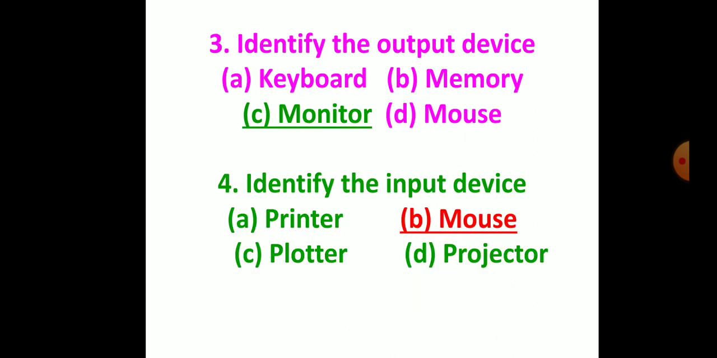Identify the output device. The options are keyboard, memory, monitor, mouse. The correct answer is monitor. Identify the input device. The options are printer, mouse, plotter, projector. The answer is mouse.